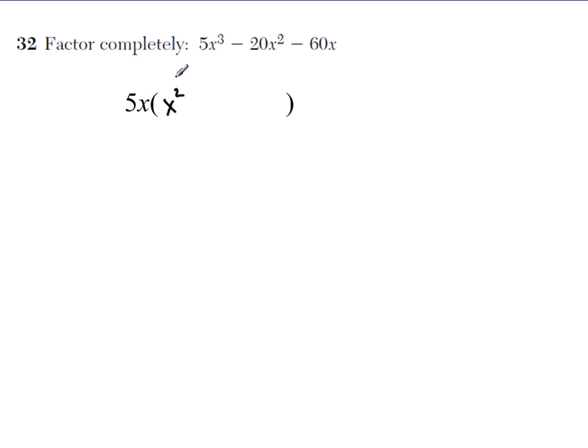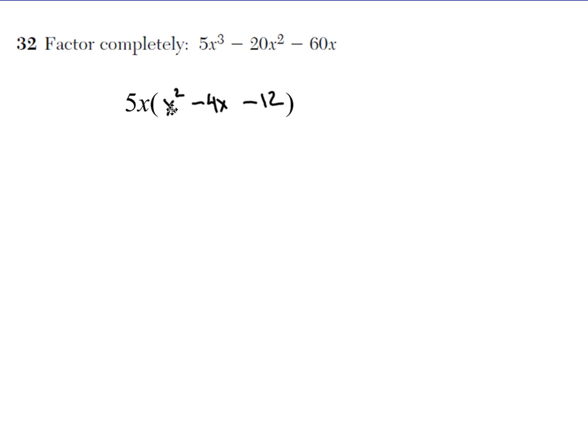What do I have to multiply 5x by to get negative 20x squared? Well, I have to multiply it by negative 4x. 5x times negative 4x gives me negative 20x squared. What do I have to multiply 5x by to get negative 60x? I have to multiply it by negative 12.